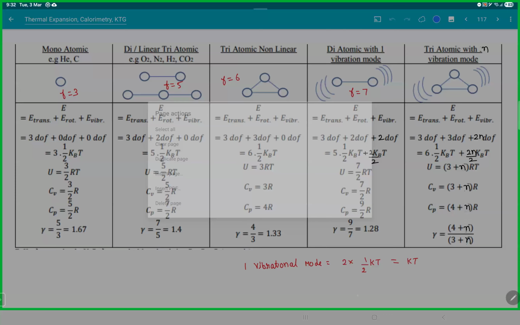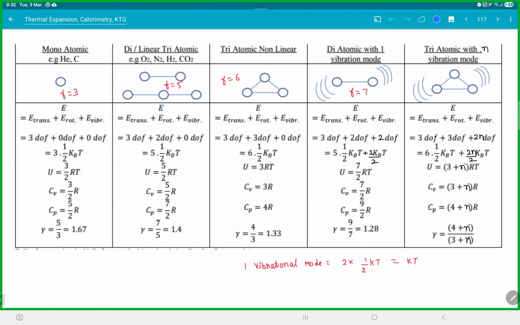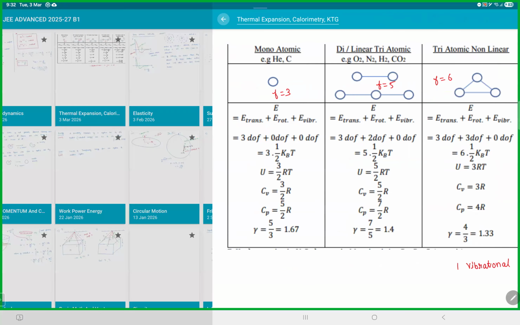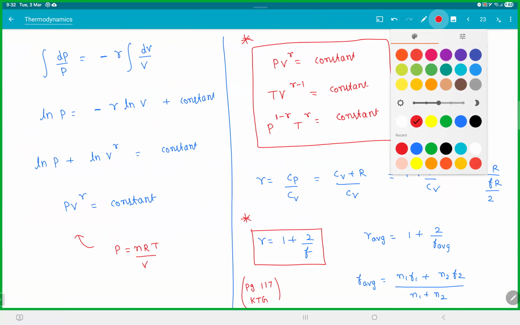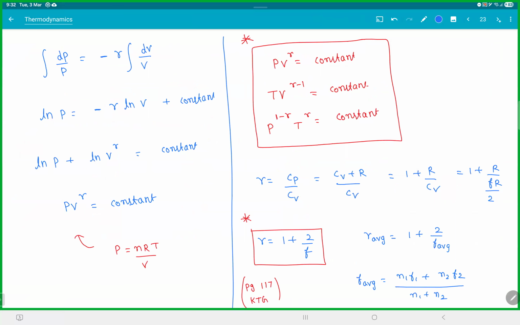And copy the whole thing, I guess. I'll just put a reference there, you can read. Clear with this? Now, how do you find work done here?